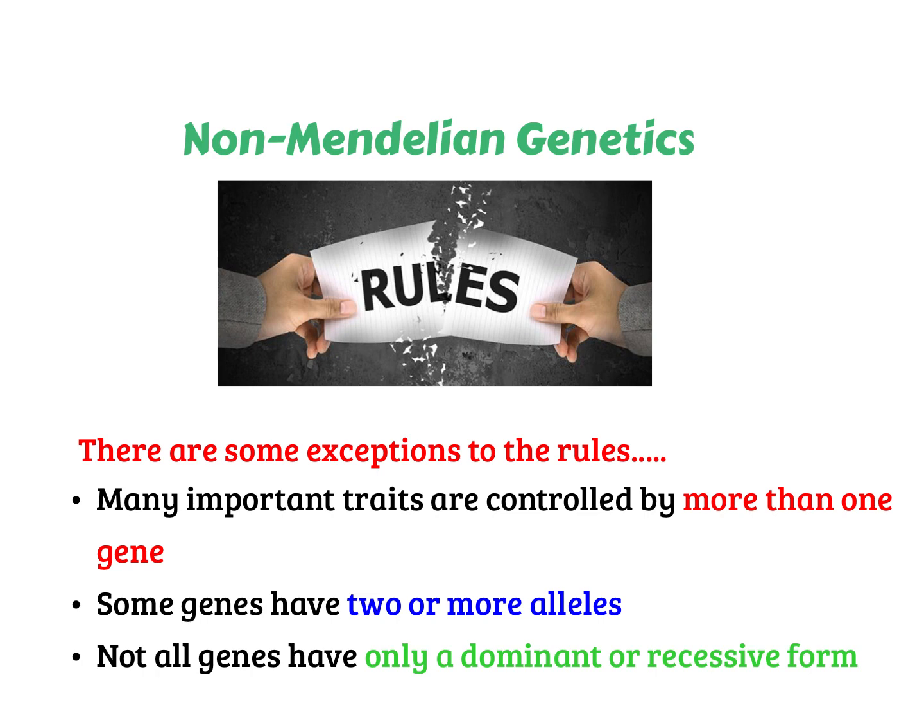So here are some exceptions to the rules. A lot of traits have more than one gene. What we've been doing with monohybrid problems is looking at one gene and crossing it. There's some that have more than one gene that's controlling that trait. Some genes have two or more alleles to represent one trait, and not all genes have only a dominant or recessive form. So we're going to talk about all of those in this video.